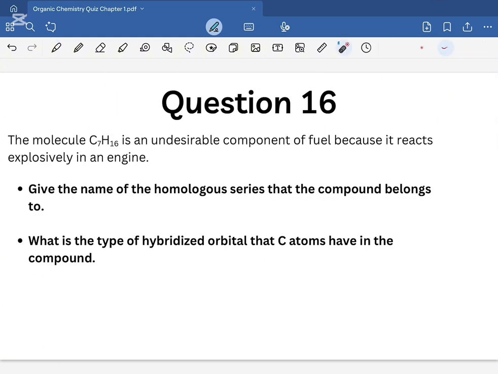For question 16, the molecule C7H16 is an undesirable component of fuel because it reacts explosively in an engine. Give the name of the homologous series that the compound belongs to. So this compound has the formula CnH2n+2. So it's going to be an alkane. What's the type of hybridized orbital that C atoms have in the compound? So the hybridized orbitals are sp3, as alkanes only form single covalent bonds. We do not have a double covalent or triple covalent bond.